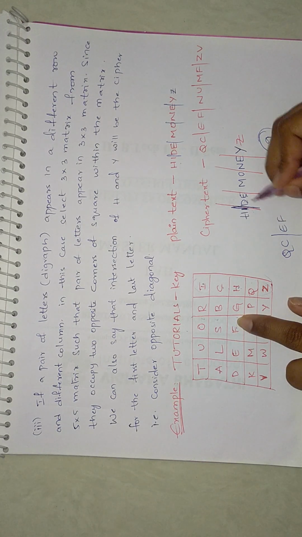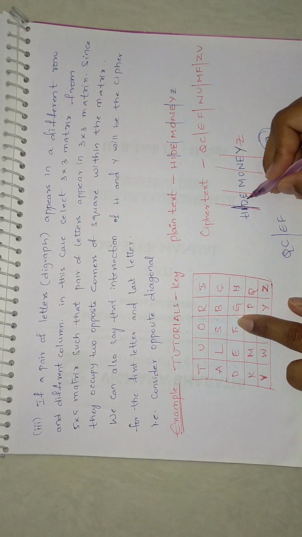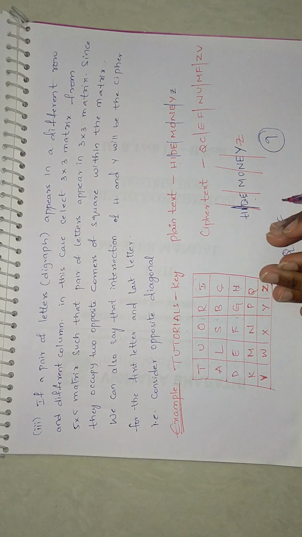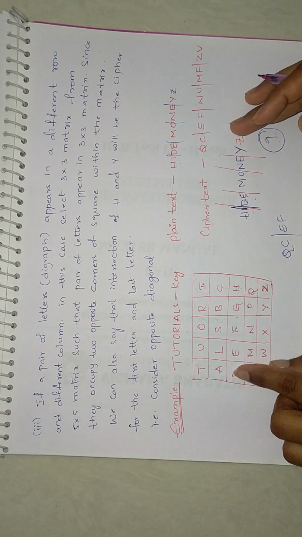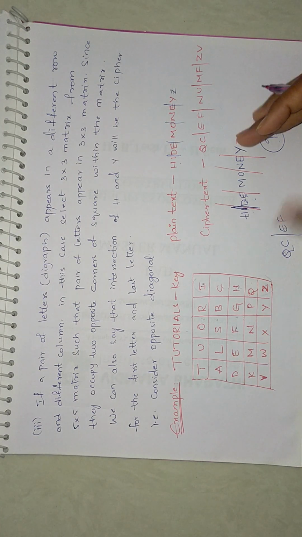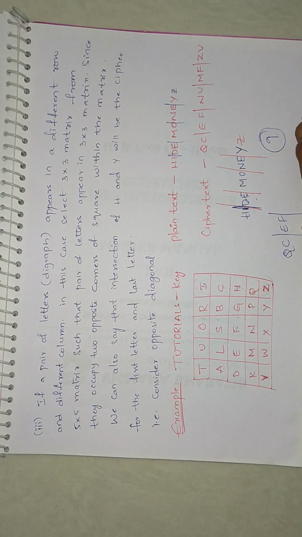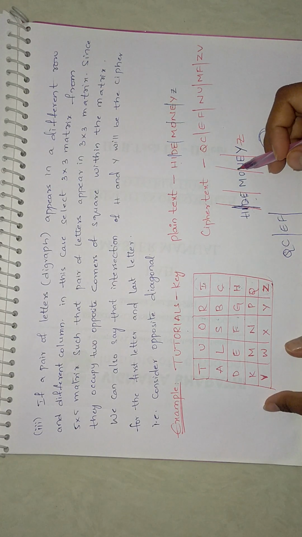No problem if these letters are the same, just go with the same order only. For one letter, you have to write the next, and for the other letter, you have to write the next. Done. Then M and O. Where are M and O?